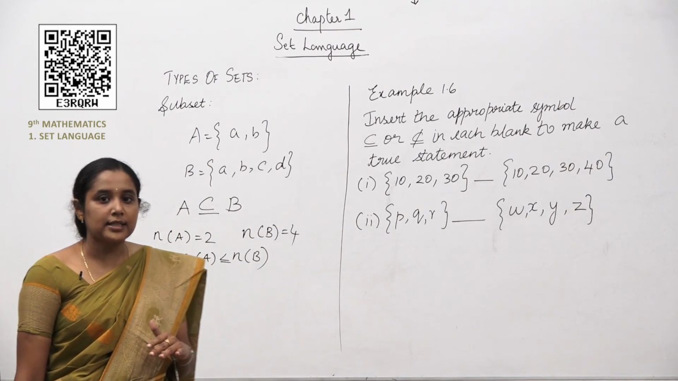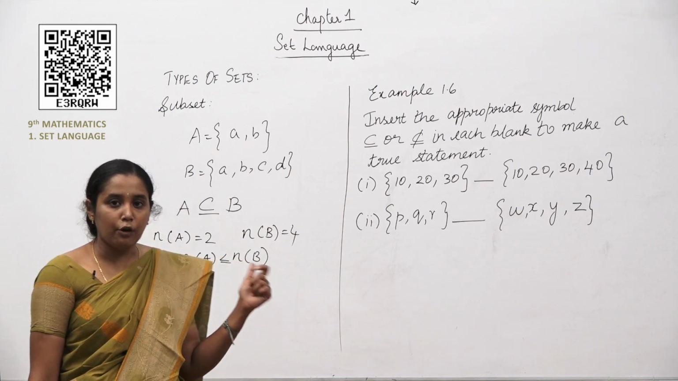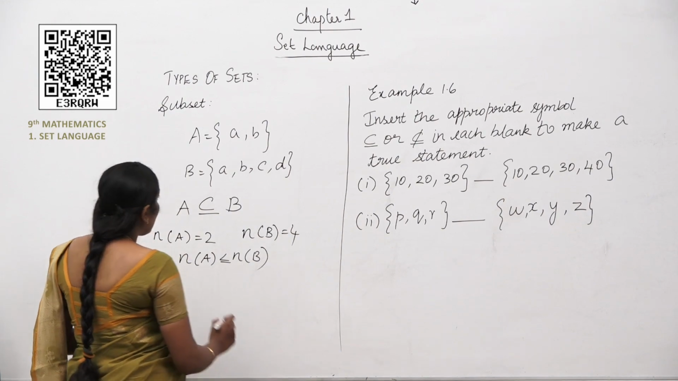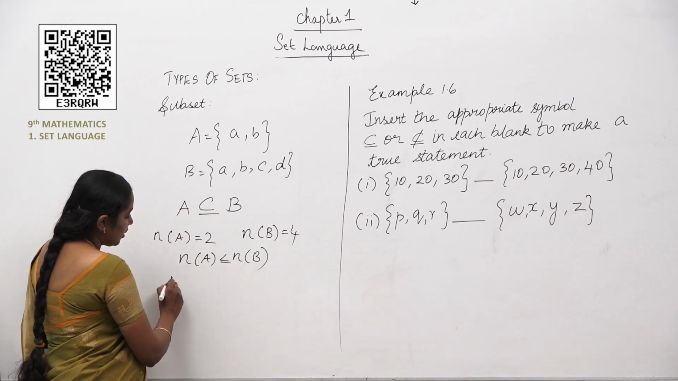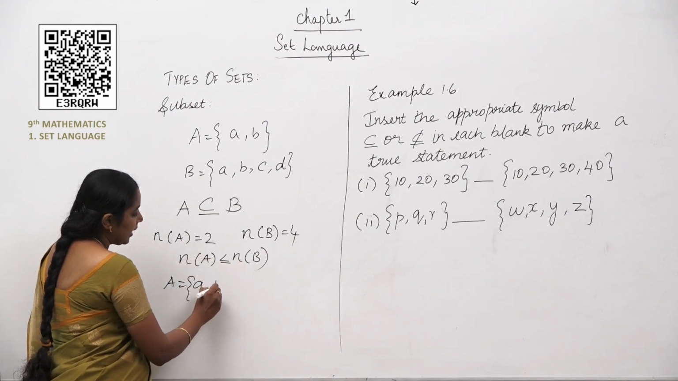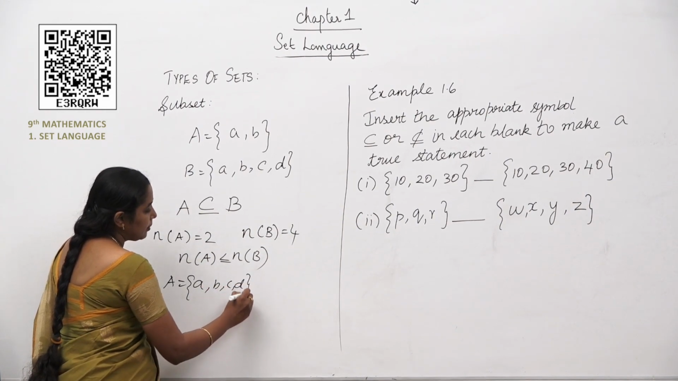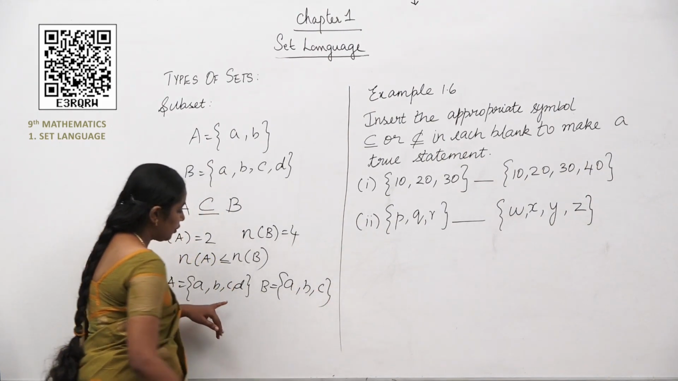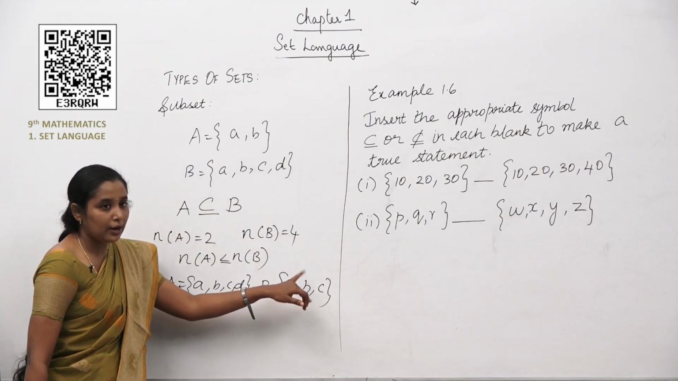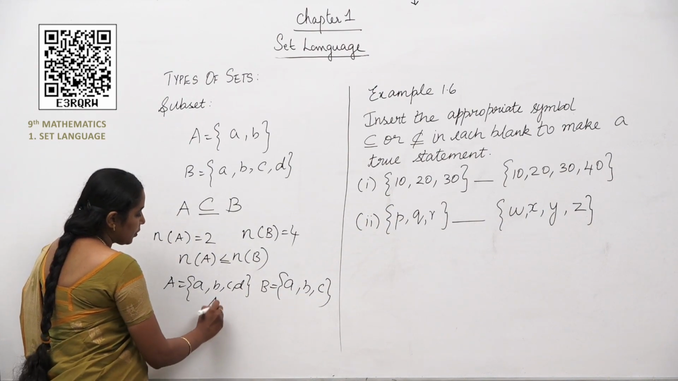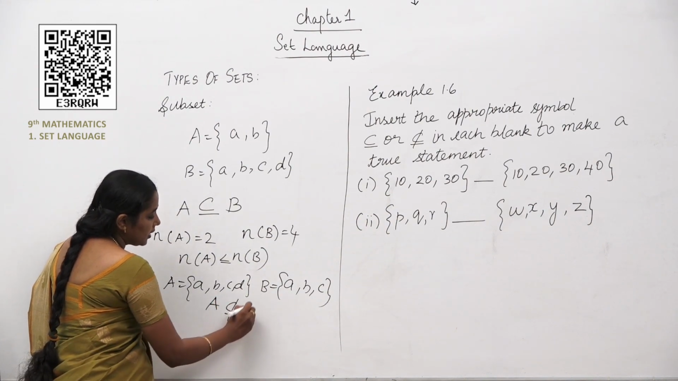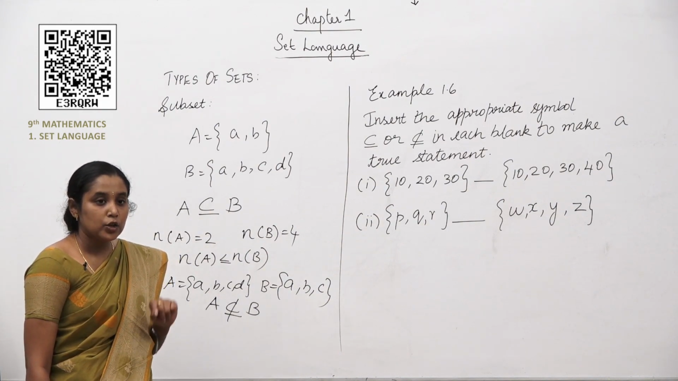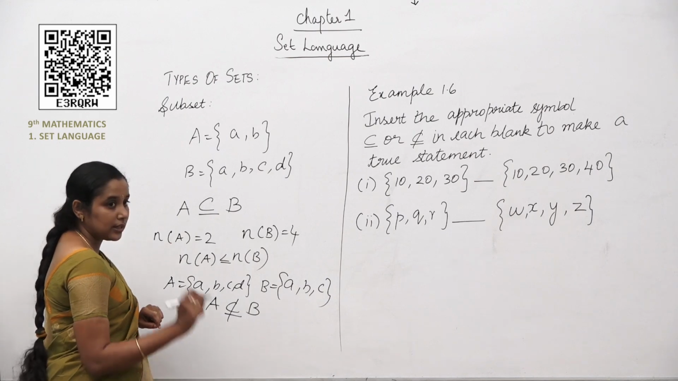Then only you can say A is the subset of B. Suppose you have more elements in A, that is A is equal to A, B, C, D, and B is equal to A, B, C. So if A has more elements and B has only 3 elements, then from this you can say A is not the subset of B. One more condition is also there for not a subset of B.